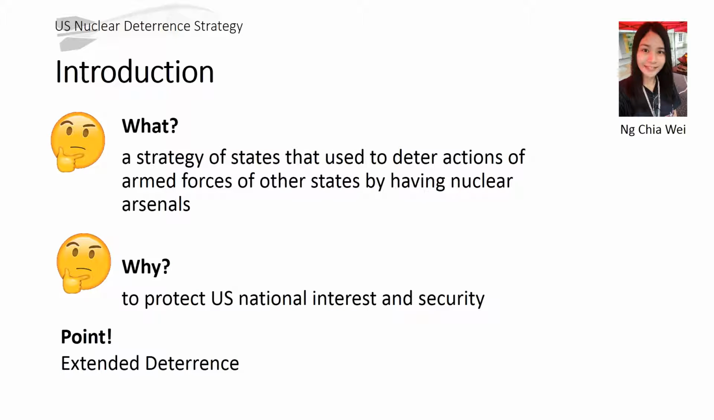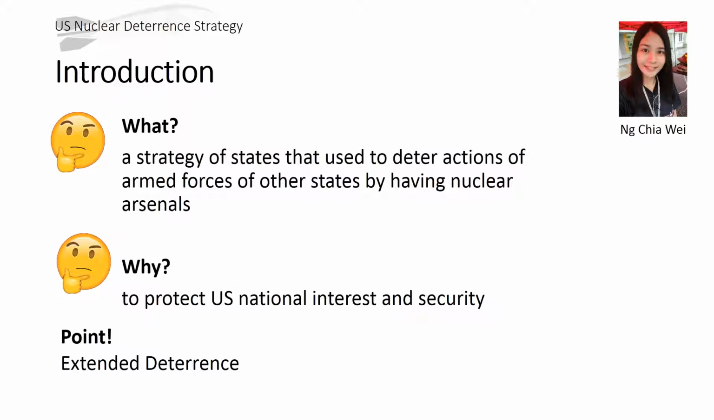My name is Ng Chia Wei. Now I will introduce the nuclear deterrence strategy of the United States. The concept of nuclear deterrence strategy came about after the Second World War. It refers to a strategy used by a state to deter actions of armed forces of other states by having nuclear arsenals. From the perspective of the United States, nuclear weapons should be reserved in order to protect its own national interests and security.